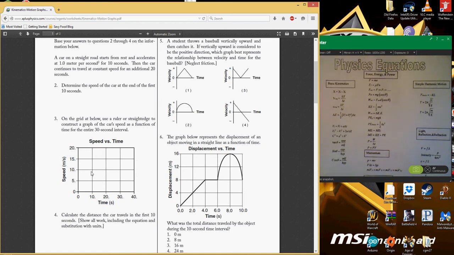Question number 4. Calculate the distance the car travels in the first 10 seconds. So that means if you look at the equation sheet that I provided for you, these were the same equation sheets that they used last year on the LEOCT. So I'm assuming that they're going to use it this year again. There is a lot of stuff on here that you're not going to use, but the stuff that is on here, please make sure that you're looking at it.